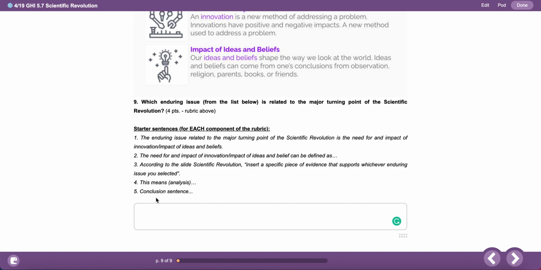And then it's always really good to have a conclusion sentence. So we're doing a very, very condensed enduring issue essay. An enduring issue essay is a lot more than 5 sentences. We're just giving it a little try. So this is how you will complete the response to question 9, by following each one of the steps that I just explained to you in this video.